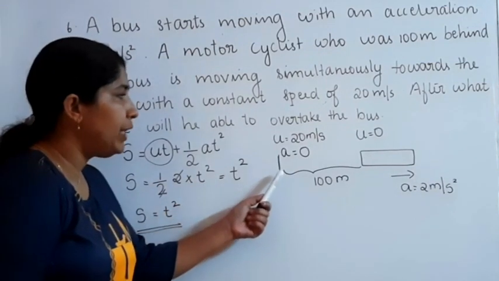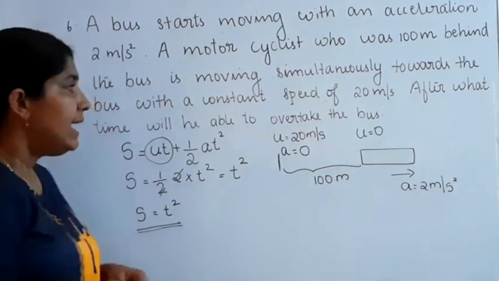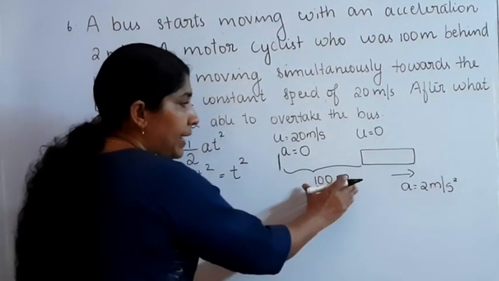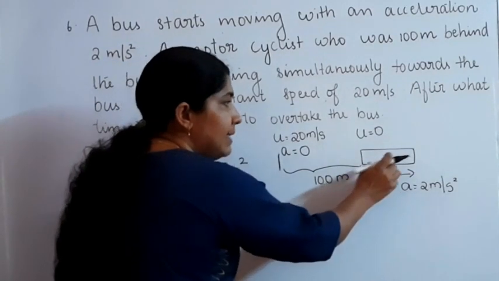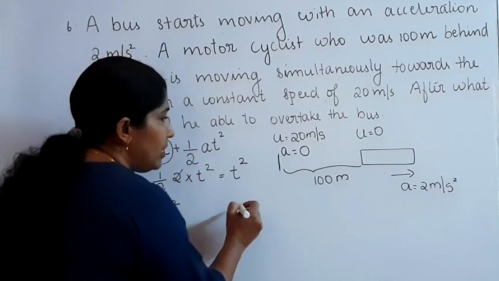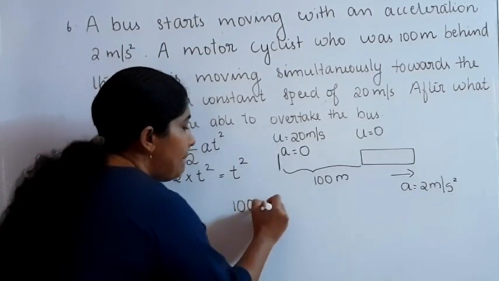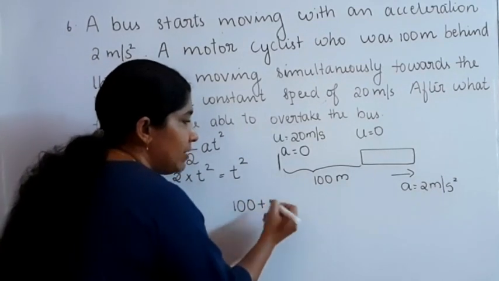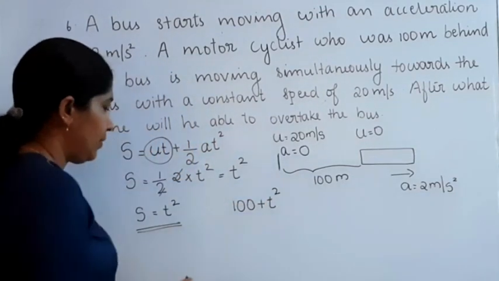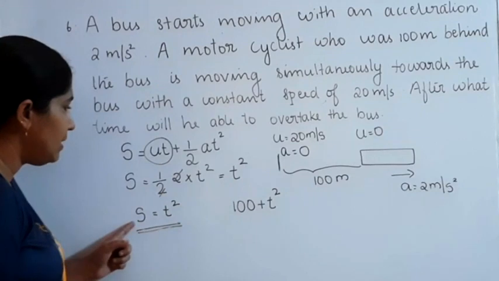Now we want to find out the distance travelled by the motorcyclist. Distance travelled by the motorcyclist can be written as 100 meter plus distance travelled by the bus. Distance travelled by the bus is equal to t square. S is equal to t square, that is the distance travelled by the bus.